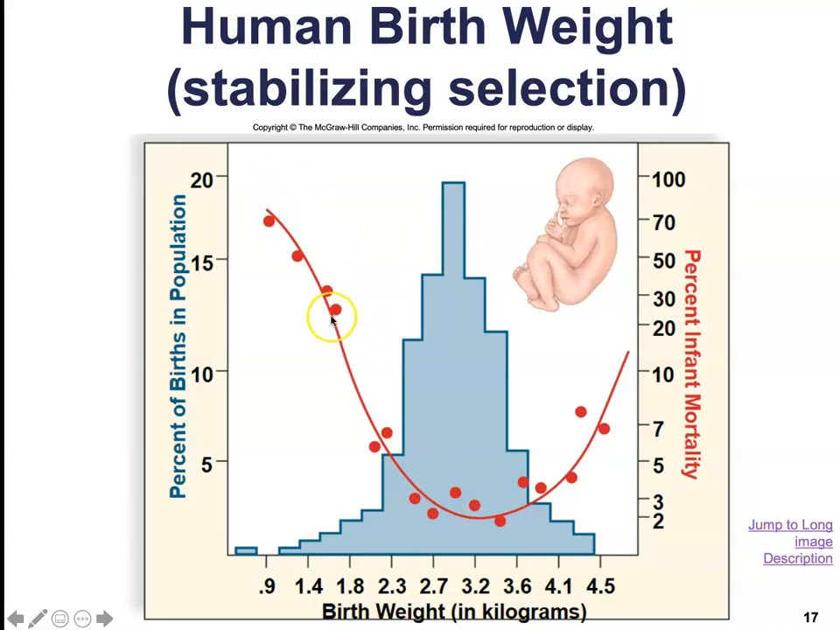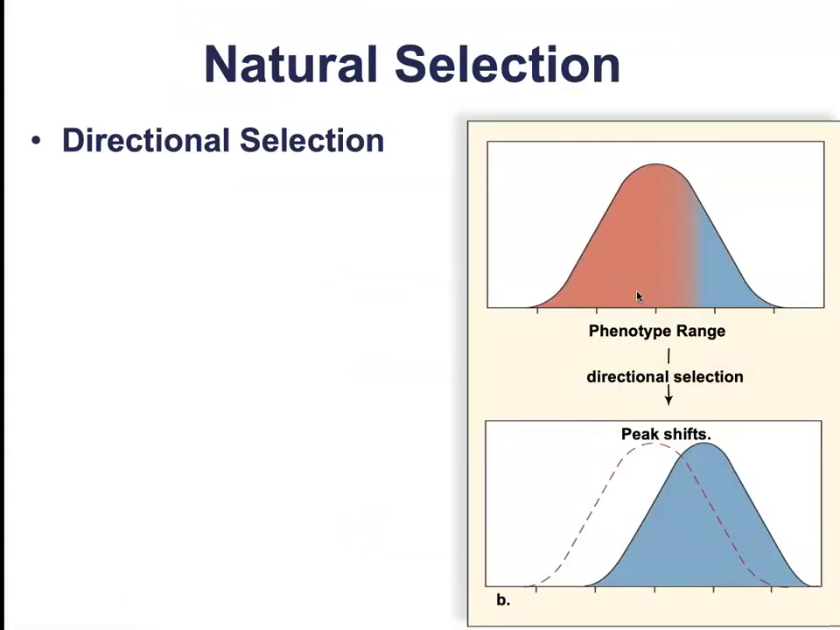Much lower than that, and we'll see infant mortality rate go up. Much higher than that, and we'll see infant mortality rate go up. So what we're going to find is over the course of time, we're going to see a narrowing of that range. Most birth weights are going to fall within a narrow range.